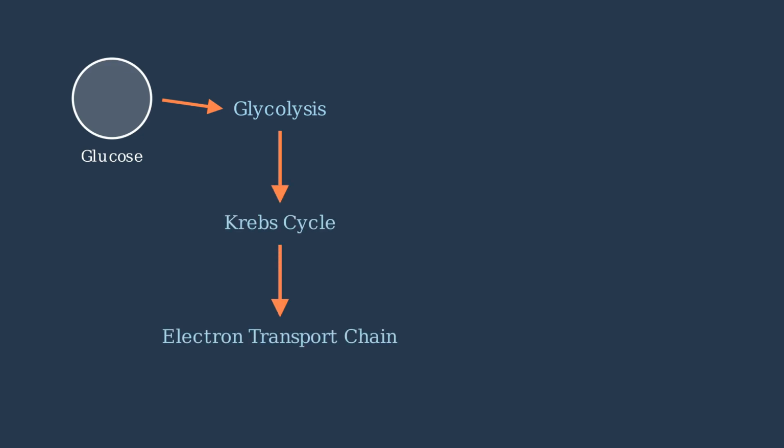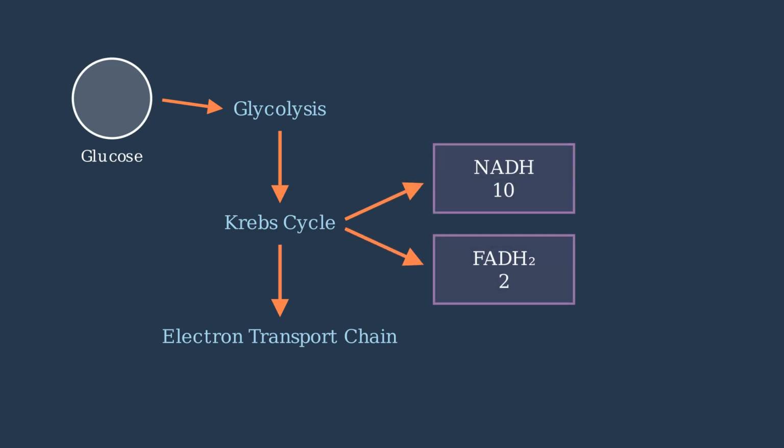The electron transport chain is remarkably efficient at converting energy from food into ATP. Starting with one glucose molecule, the cell processes it through glycolysis and the Krebs cycle. These metabolic pathways produce 10 NADH and 2 FADH2 molecules, which serve as electron carriers. These electron carriers feed into the electron transport chain, where their energy is harvested to produce ATP. Each NADH molecule yields approximately 2.5 ATP molecules, for a total of 25 ATP from NADH.